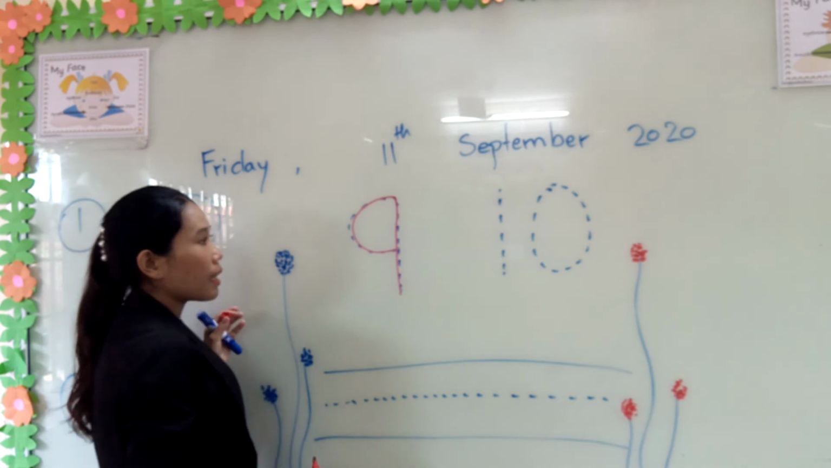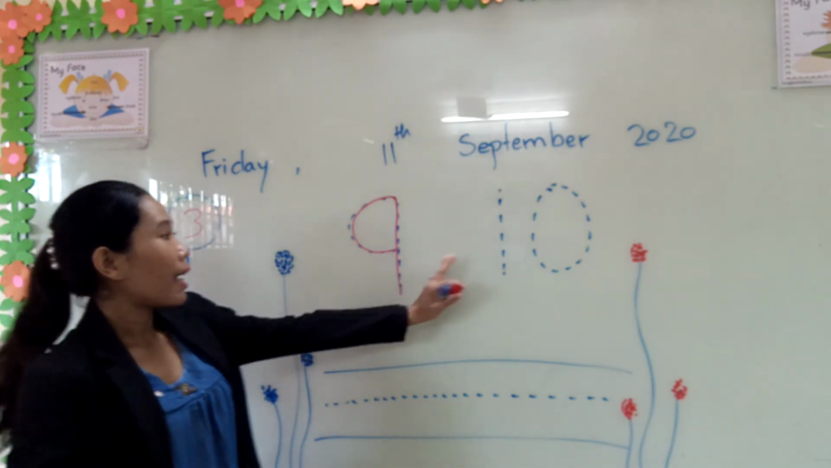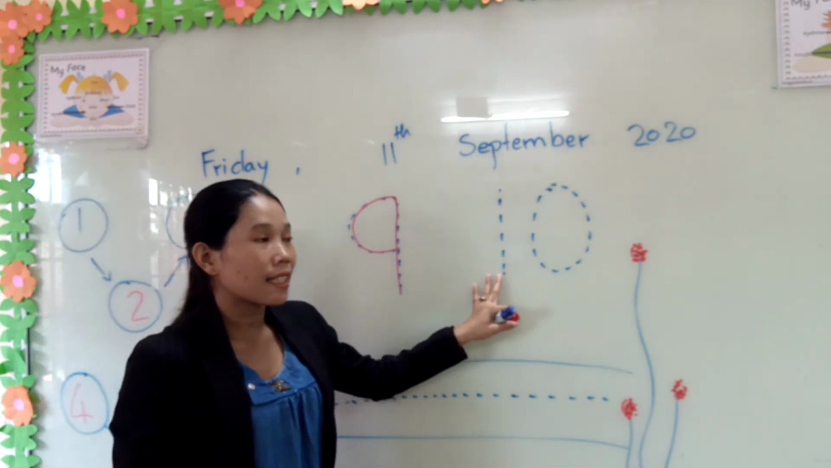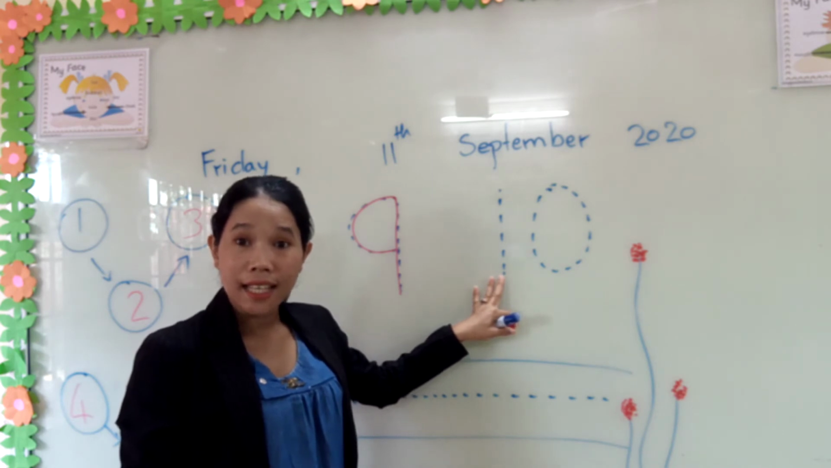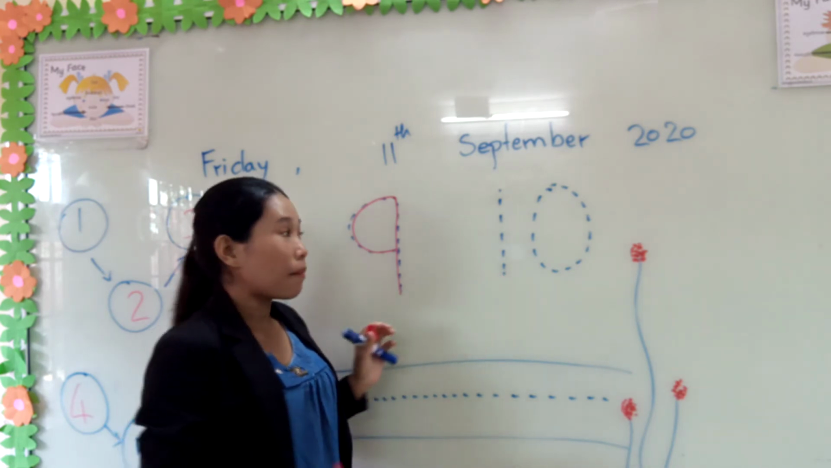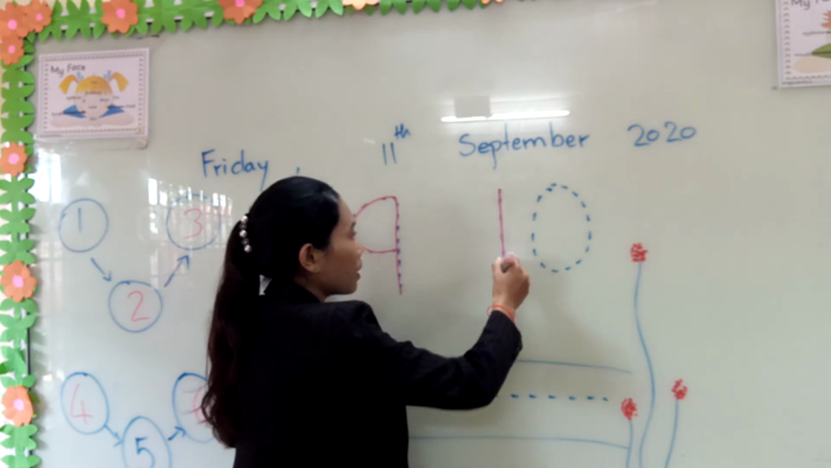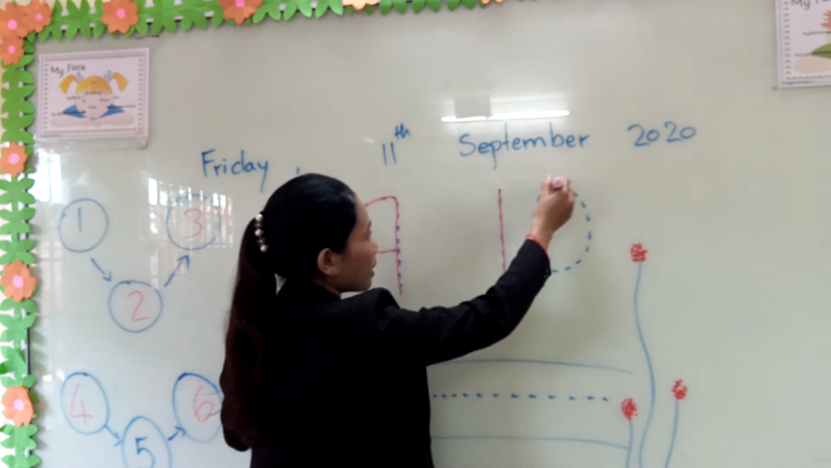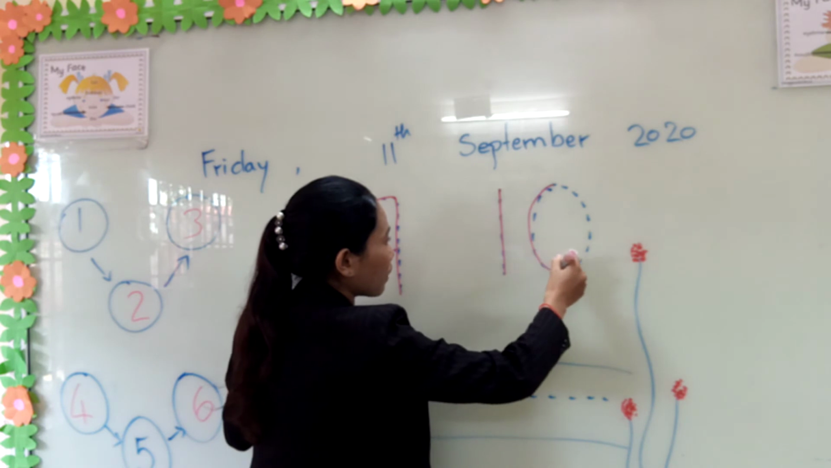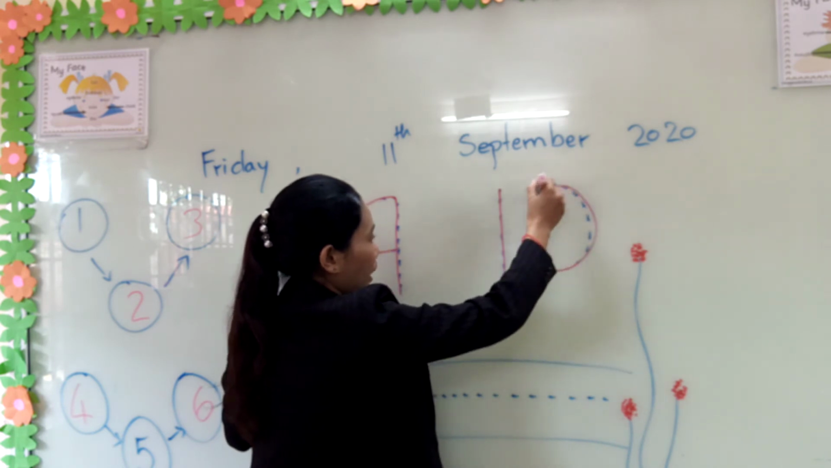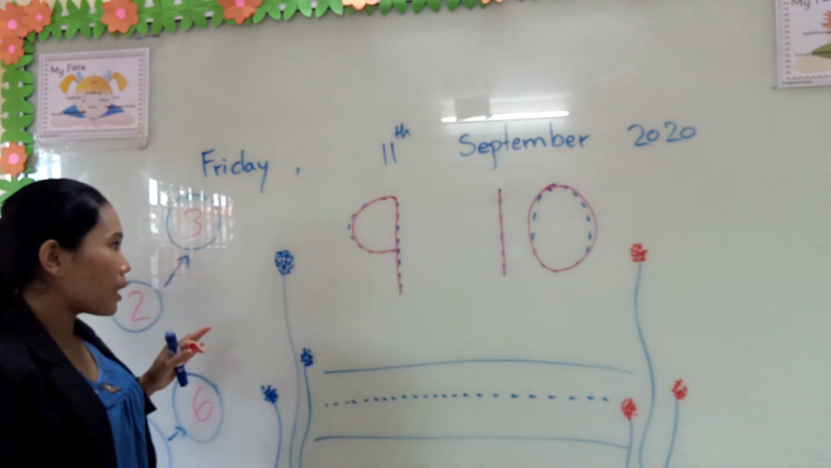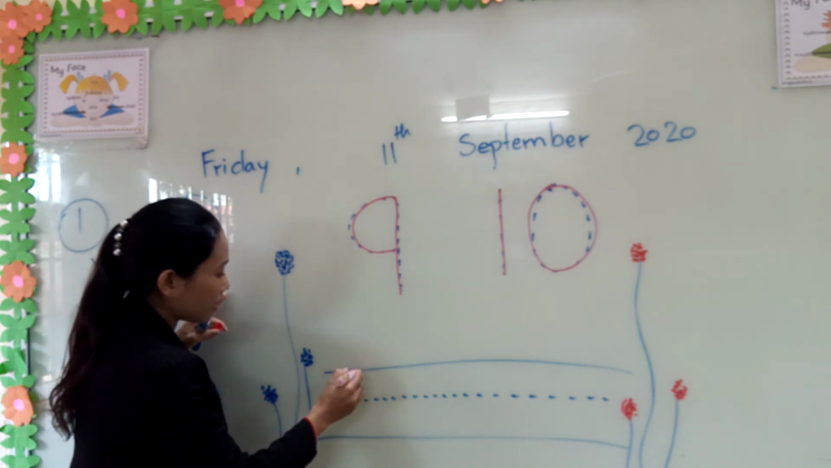Here, number 9. And the next number here we say 10. Number 10 has number 1 and number 0. Number 1 has one step and 0 up, around, down. Okay, so today we learn number 9 and number 10.